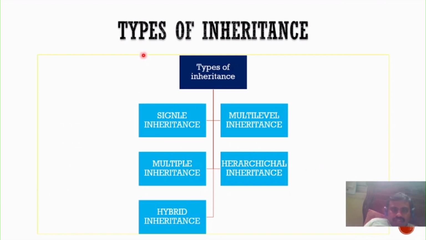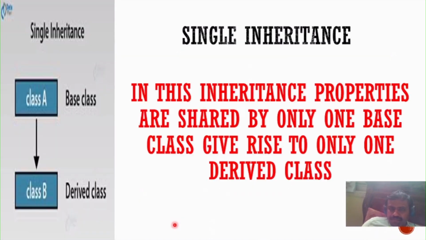Now we come across the types of inheritance. There are different types of inheritance available, and these are listed here. First one, single inheritance. Second one, multi-level inheritance. Third one, multiple inheritance. Fourth one, hierarchical inheritance. And the fifth one, hybrid inheritance.